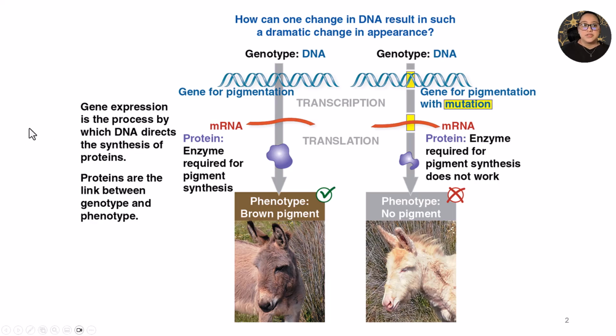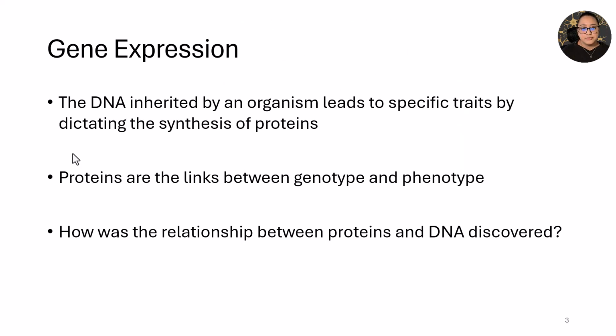So we'll talk about how gene expression is the process by which DNA directs the synthesis, or making, of proteins. And it's proteins that are the link between genotype and phenotype. So the DNA inherited by an organism leads to specific traits, which is something that we've covered, right? And so this is how. It leads to specific traits by dictating the synthesis of proteins. It's the recipe that gets passed on for how to make all these different proteins. So proteins are the links between genotype and phenotype.